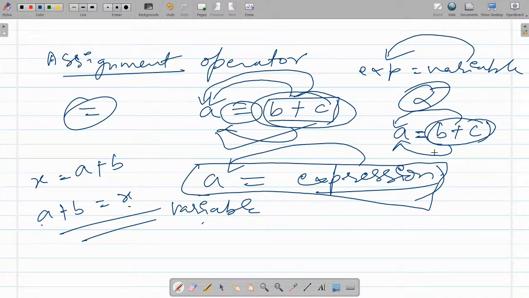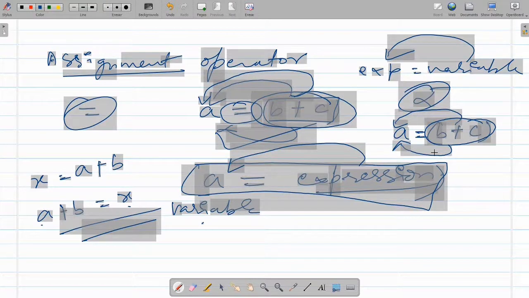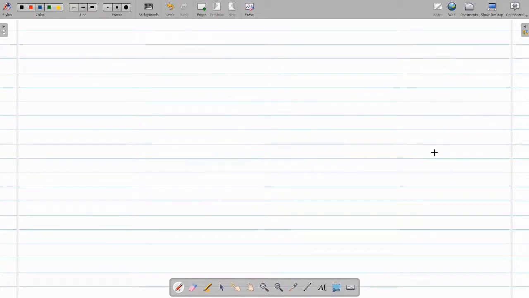So these are the binary operators in Python. It's enough for today, and next we will see the programming part of Python.